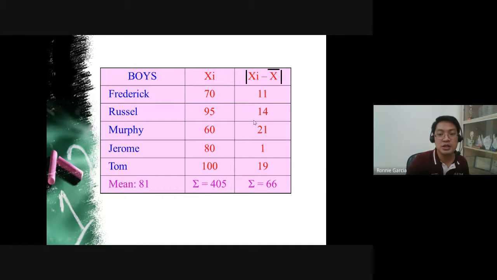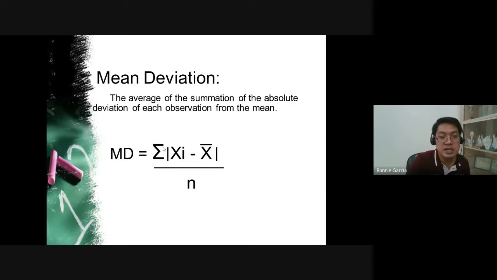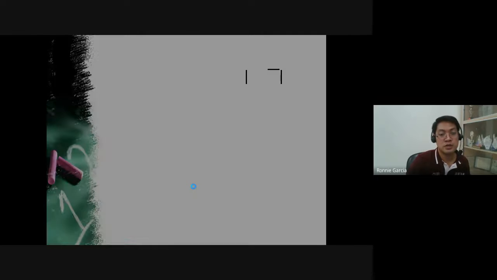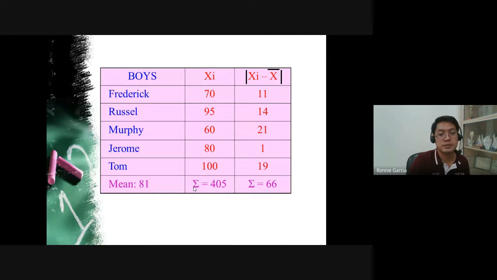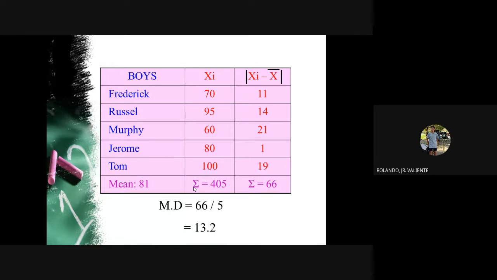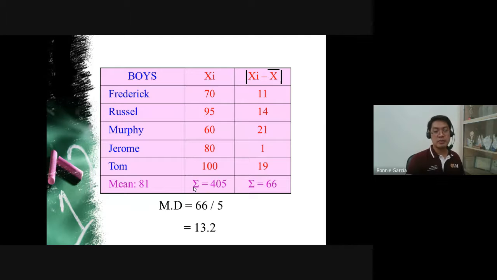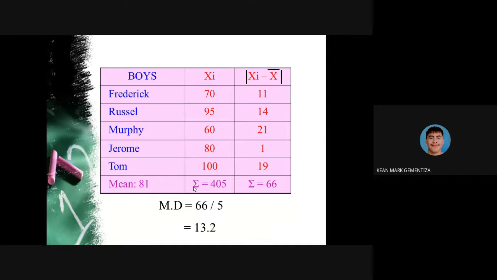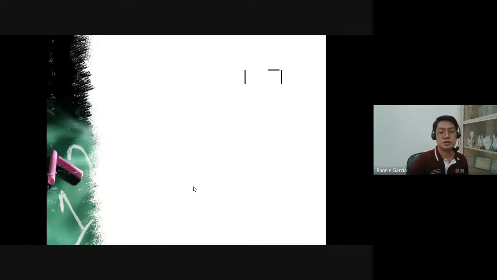So kato mga deviation, iyang kalayon, distance niya sa mean, gikuha na nato, i-add nato tanan. 11 plus 14 plus 21 plus 1 plus 19. The result is 66. Now, looking back at the formula, naa tay 66 diri, i-divide nato sa number of observation. Pila sila kabuok tanan? 5, sir. So i-divide 66 divided by 5. What is the mean deviation for the boys? 13. Very good.